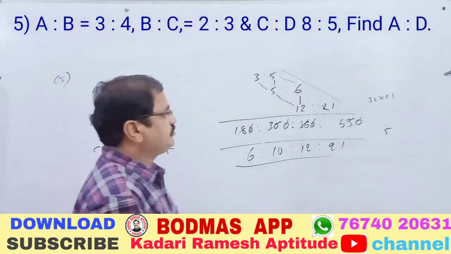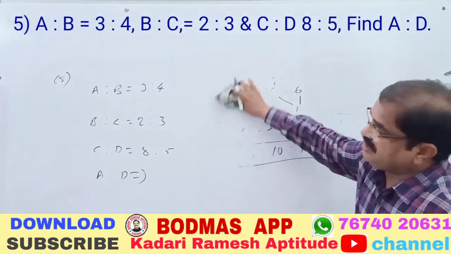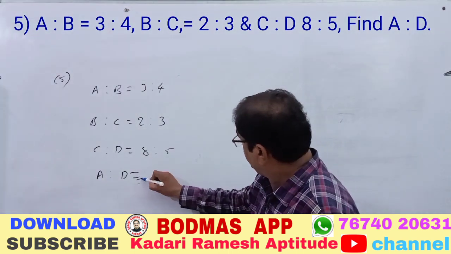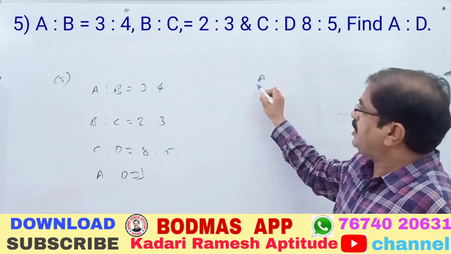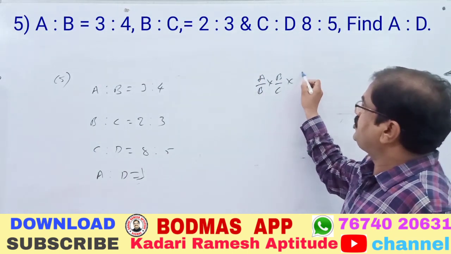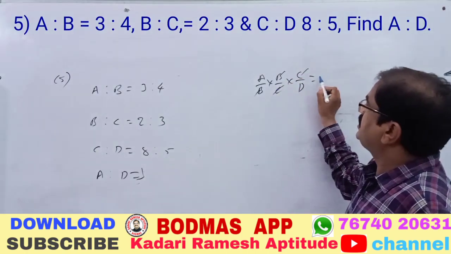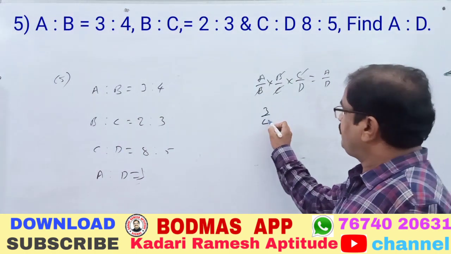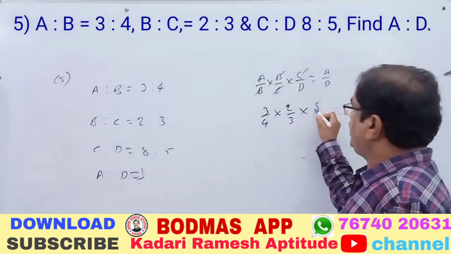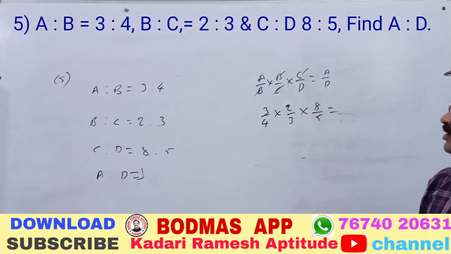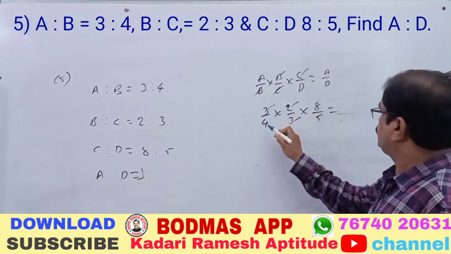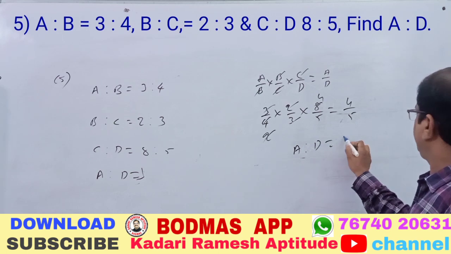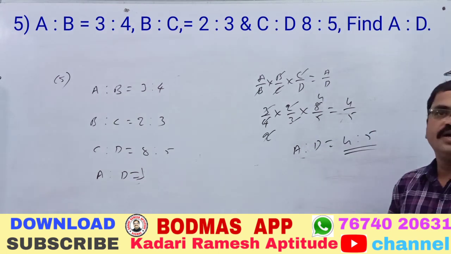To solve this question, first we need only the A and D values. So we can say this is the compound ratio. Simply, A by B into B by C into C by D. If you write it, C and C cancel, B and B cancel, only A by D is left. In the same way, 3 by 4 into 2 by 3 into 8 by 5: 3 and 3 cancel, 2 ones are 2, 2 twos are 4, so the value is equal to 4 by 5, or A is to D is equal to 4 is to 5. This is the answer.